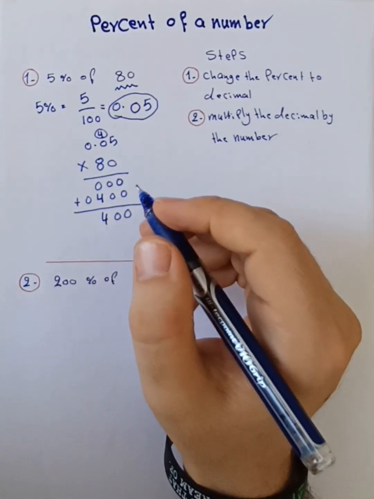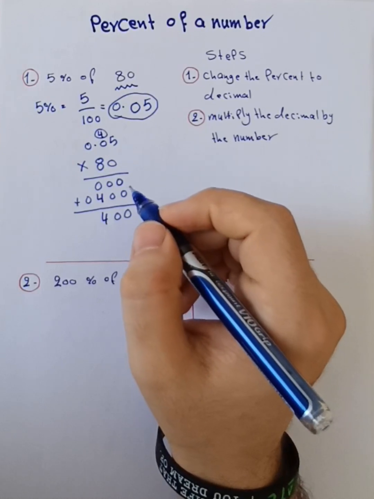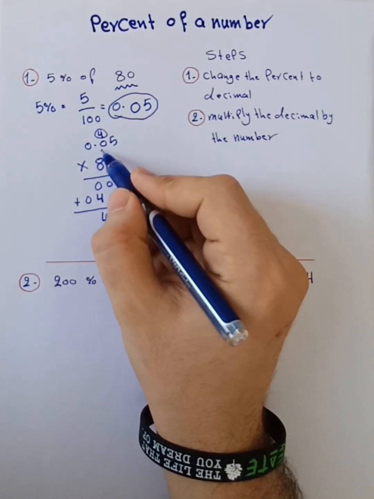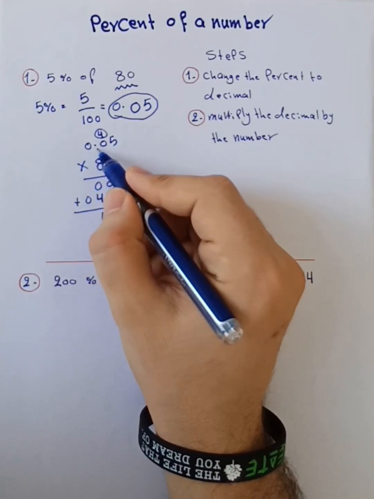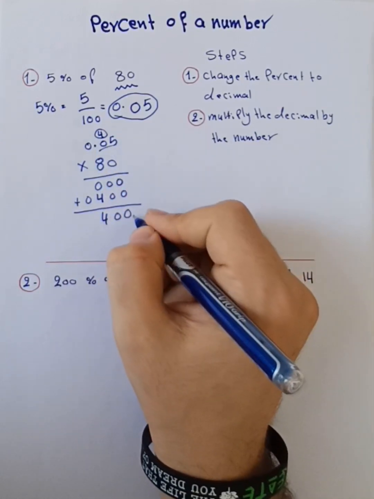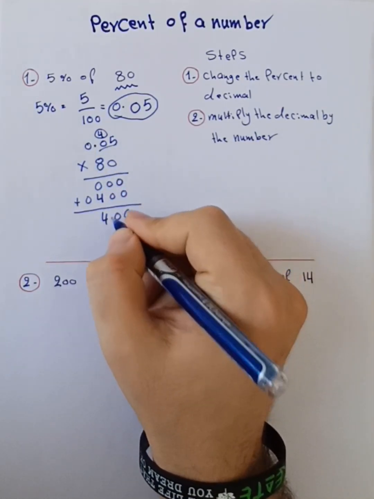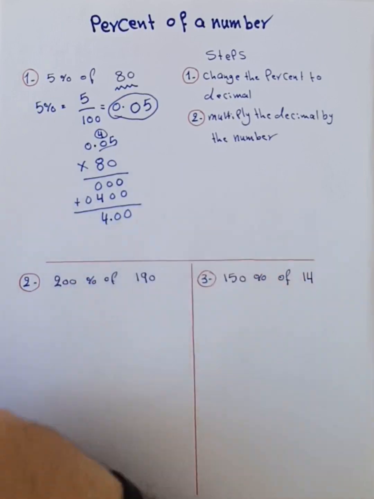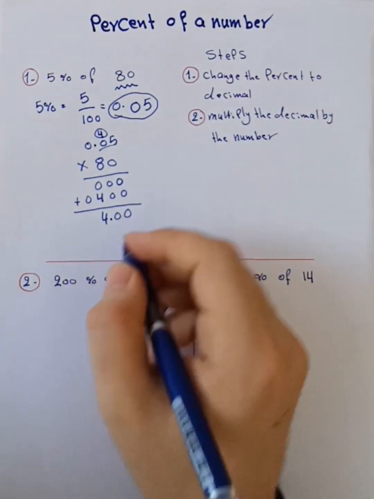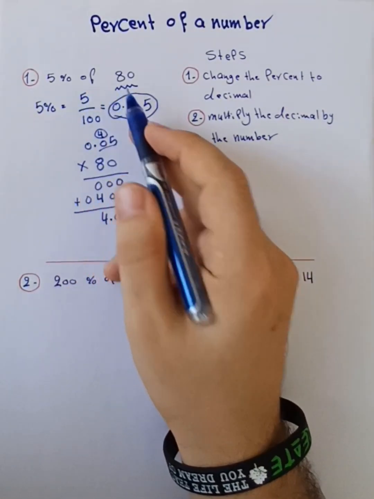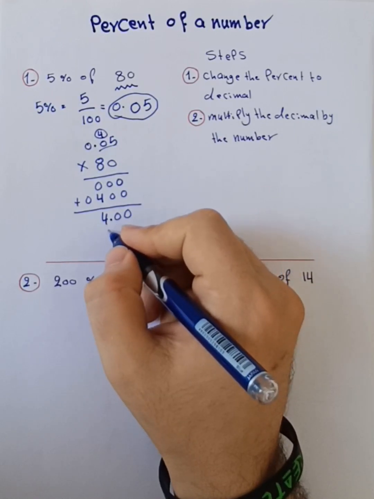After that, we have to write the decimal point in the product. In the first number, after this point, we have two numbers. So you have to skip two numbers and then write the decimal point. So 5% of 80 equals 4.